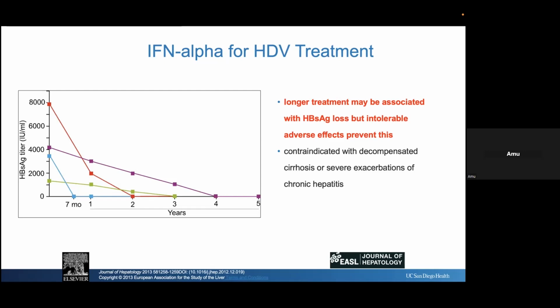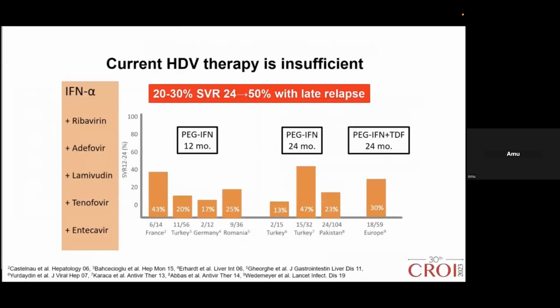However, prolonging interferon therapy in general raises huge concerns of tolerance and adherence. Interferon is administered by injection and frequently associated with intolerable flu-like symptoms, cytopenias, and psychiatric complications. It's also contraindicated in people with decompensated cirrhosis or severe exacerbations of chronic hepatitis, and has to be used with caution in compensated cirrhosis.